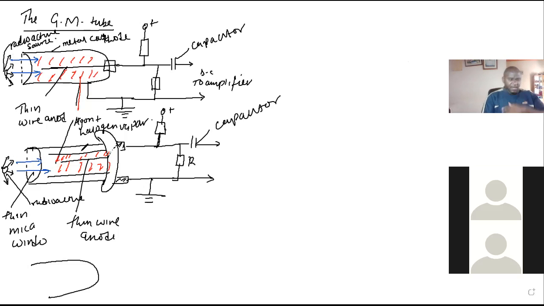When ion pairs are formed, the different ions formed move to their respective electrodes. For example, the electrons will come and concentrate on the thin wire anode. Then the positive ions will tend to go to the metal cathode, which is negative. So let me call this P.